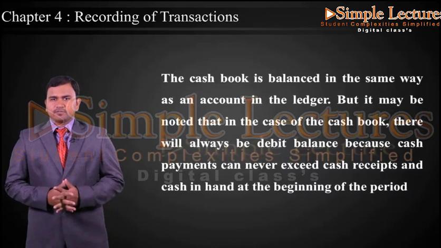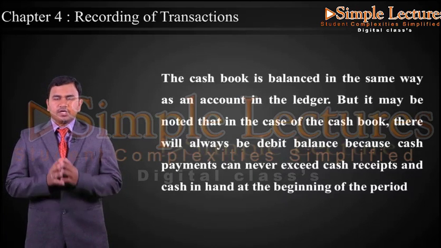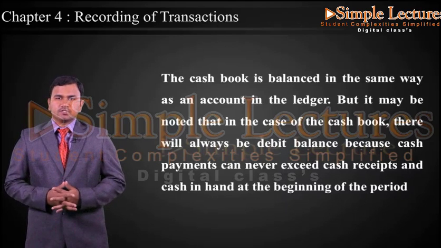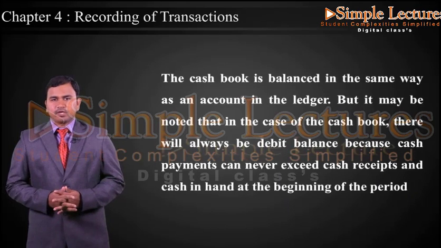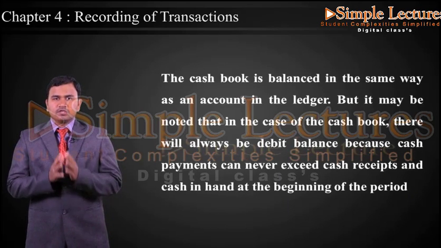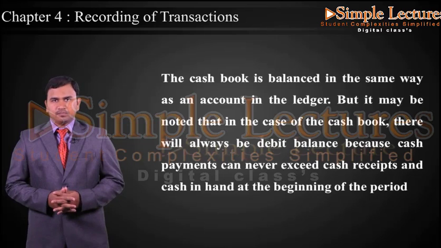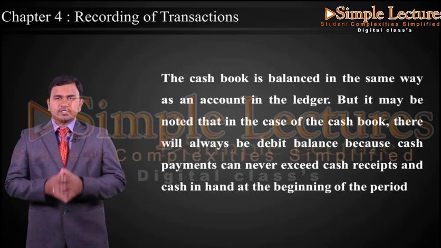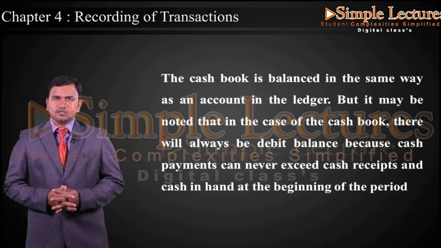The cash book is balanced in the same way as the account in the ledger, but it may be noted that in the case of cash book there will always be an excess of the debit balance over the credit balance, because the cash payments never exceed cash receipts and cash in hand at the beginning of the period. So let us take one small illustration here and we'll see how to balance the cash book.